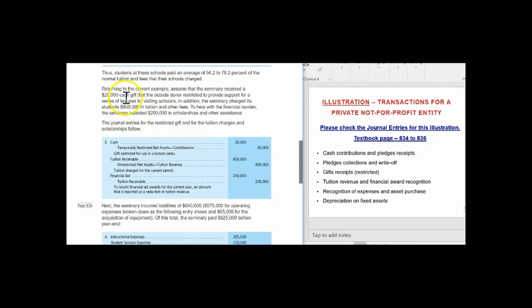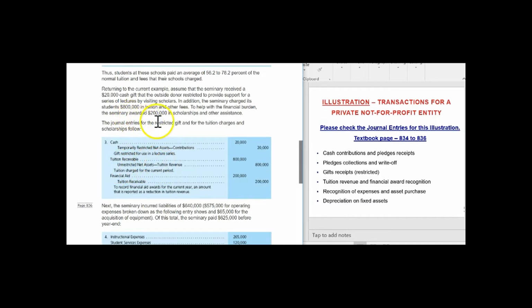First, they receive this cash gift. You have to debit cash, and since there is a restriction that the cash will be used only for these guest lecture series purposes, we'll show it in our temporarily restricted fund, and the credit will be temporarily restricted net assets. Now the tuition they charged to their students, you can call it tuition receivables, and it falls in a broad unrestricted category. If there is no restriction, either permanent or temporary, you can put it in the unrestricted category. So you're going to credit unrestricted net assets.